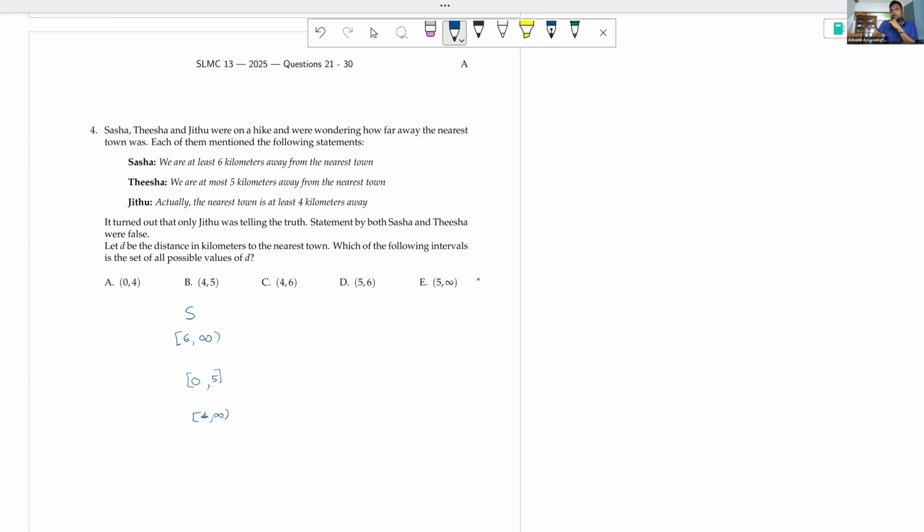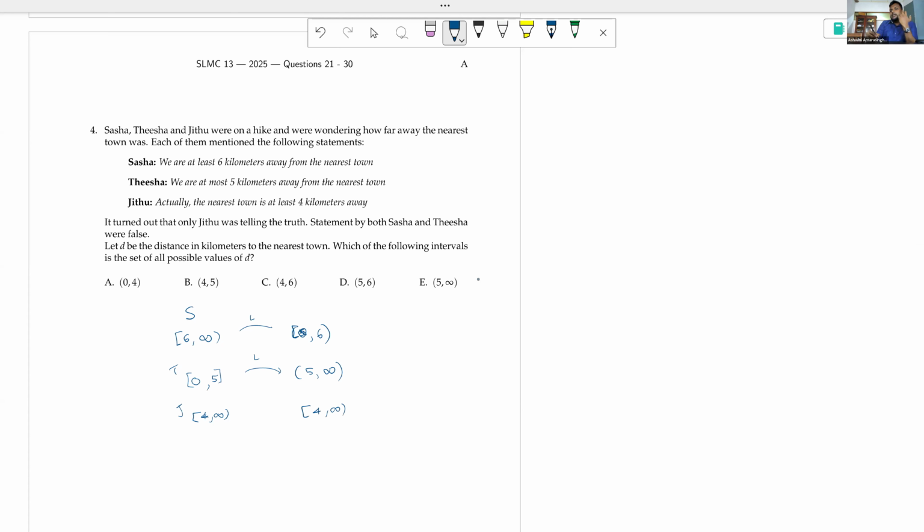Okay, now these are the ranges that they mentioned, but you can see that Sasha is telling a lie, which means actually the town should be from 0 to 6 kilometers away, but it can't be equal to 6 because Sasha is lying. And same as this, Tisha tells a lie, so the town should be from bigger than 5 to whatever the value. And Jitu says it's from 4 to infinity, and this is correct.